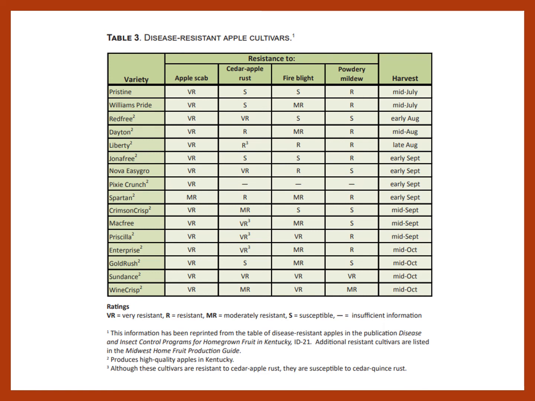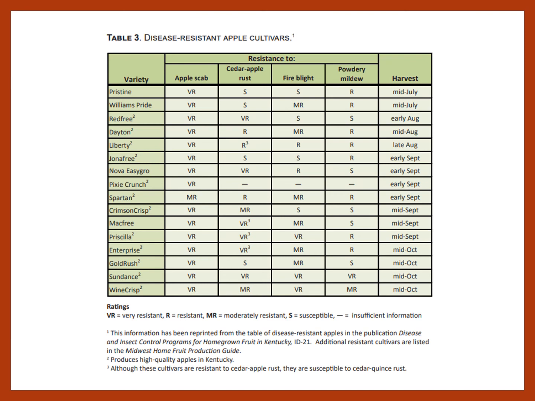Here are some more disease-resistant apple cultivars. This is from UK, and you can see we talked about some of these earlier, but this just has a few more varieties on it. You can see how they're resistant to scab, which is almost all of them, very resistant to apple scab, which is great. Cedar apple rust, some of them are susceptible, fire blight, susceptible to moderately resistant, and powdery mildew is resistant. Two of my favorite apple varieties are actually at the top of that chart there, Pristine and Williams Pride. Williams Pride is a nice red apple, and Pristine is more of a yellowish with a little blush of pink, maybe red on it.